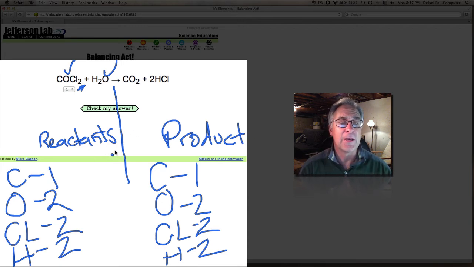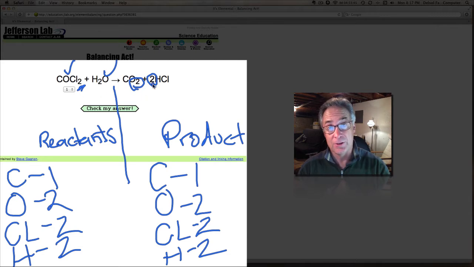But I do want to just mention another thing about these numbers. Notice you have a subscript there and you have a coefficient there. You never change the subscript. That always stays the same. However, the coefficient is the thing that you can change. So as you're doing this, keep in mind that coefficients can change, but your subscripts cannot. So those are a couple of rules that you need to keep in mind.